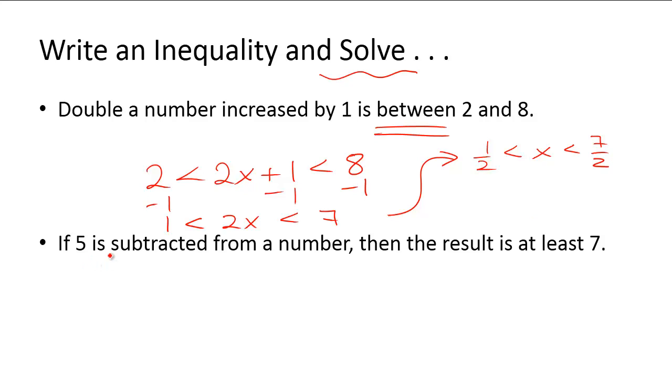If 5 is subtracted from a number, x minus 5, then the result is at least 7. So if it's at least 7, it has to be greater than or equal to 7. So to solve that, you add 5. So then you get x is greater than or equal to 12.